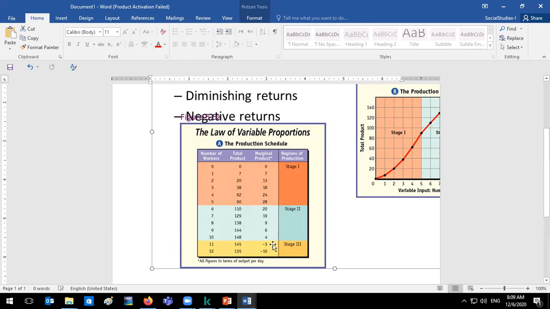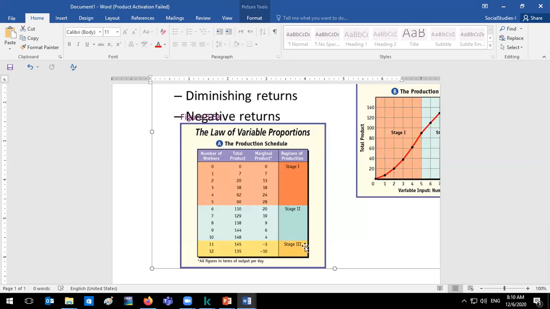Because what do we notice about marginal returns in stage number 3? They're negative. So what are we going to call stage number 3? We're going to call it negative marginal returns. Exactly. So if you're ever confused on the test about the name of a certain stage, what you're required to do is pay close attention to what? To what's happening to the marginal product.